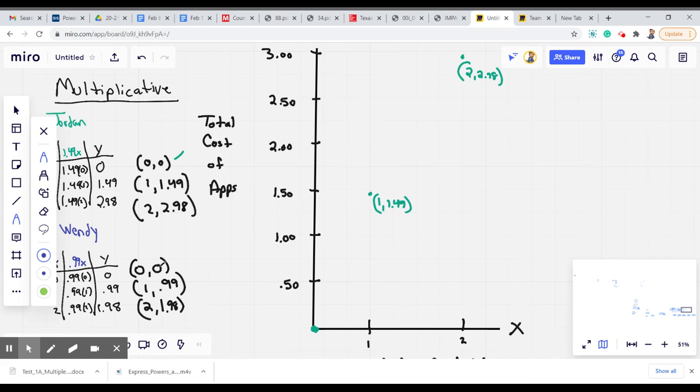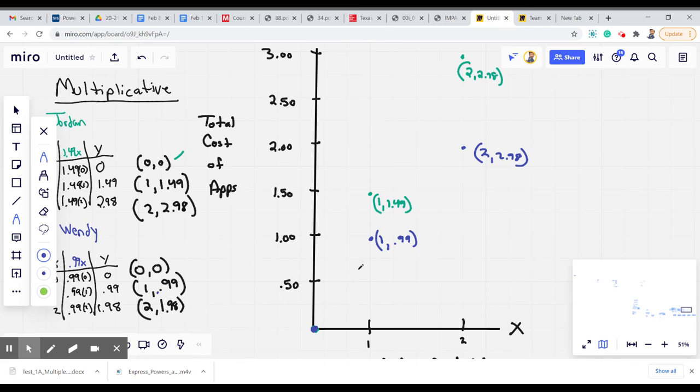All right, let's do Wendy's, and we should be finished. Wendy's (0, 0). So again, we'll put another point right here for Wendy. Then (1, 0.99). So we're going to jump 1 and go up to 99 cents, which is right underneath $1. That's my ordered pair there. And my last ordered pair is (2, 1.98). So we're going to run 2 and jump to $1.98, which would be right underneath $2.